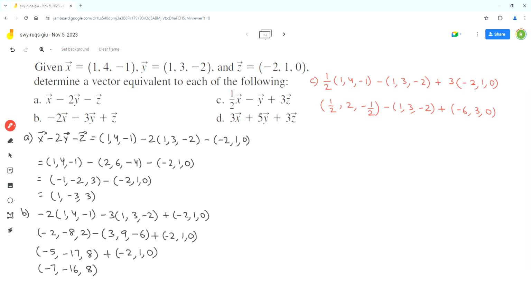Now we can subtract the first two vectors. So we'll subtract the x, y, and z components. So let's start with the x components. So half minus 1 is negative half. 2 minus 3 is negative 1. And negative half minus negative 2 is equivalent to negative half plus 2, which is equal to positive 3 over 2.